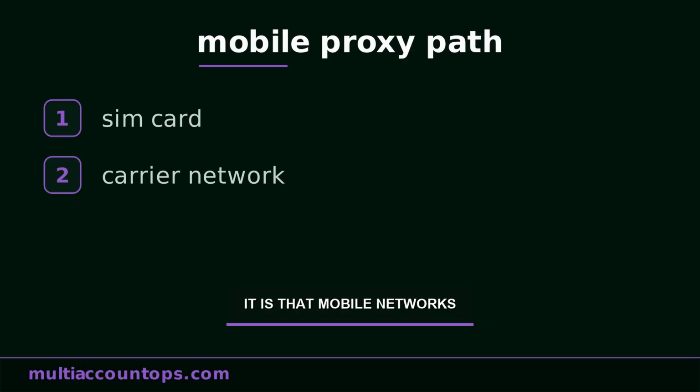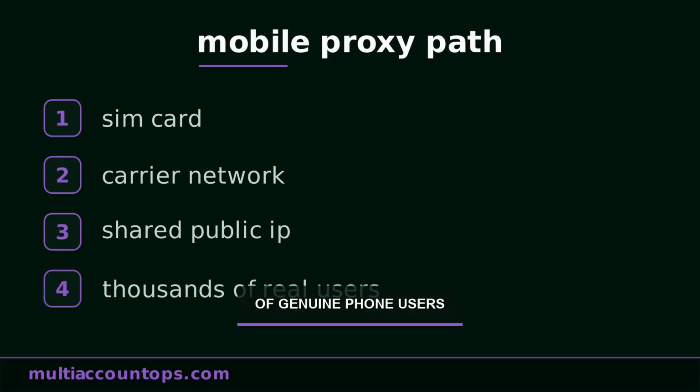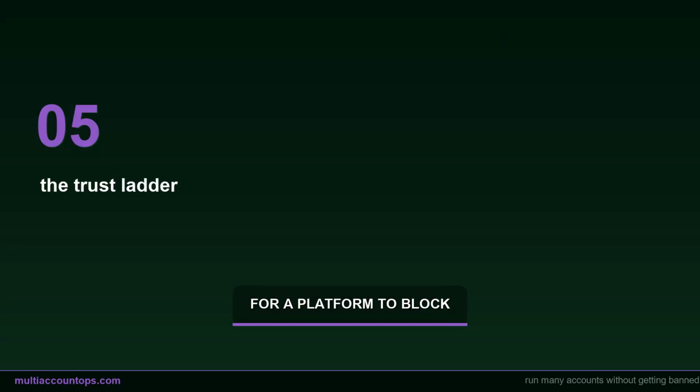It is that mobile networks put thousands of real customers behind the same handful of public addresses at once. So when your account exits through a carrier address, it is standing in a crowd of genuine phone users sharing that exact address. That makes a mobile IP almost impossible for a platform to block without hitting a pile of innocent real customers. The trust ladder.